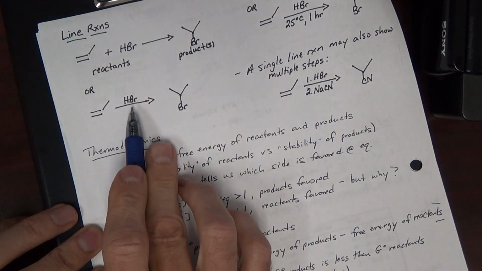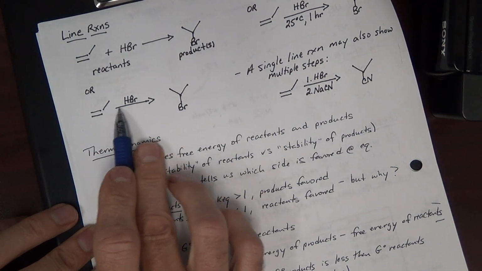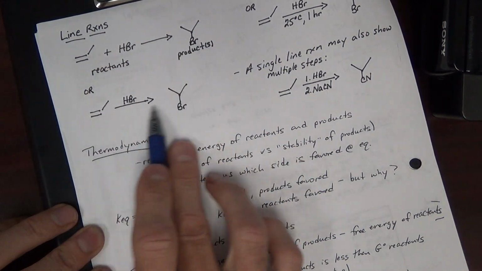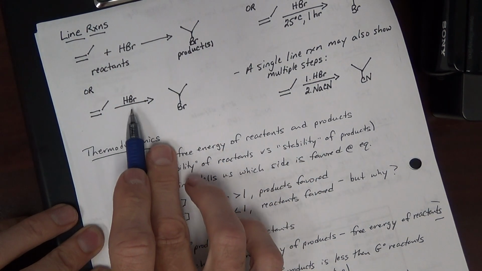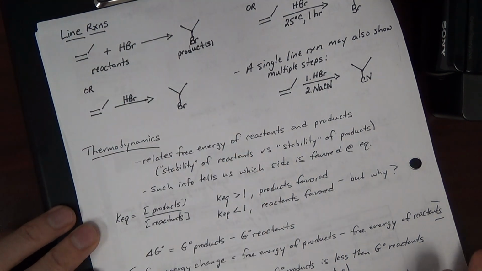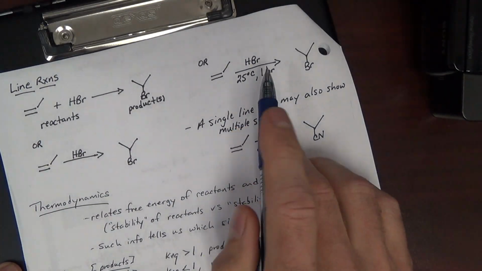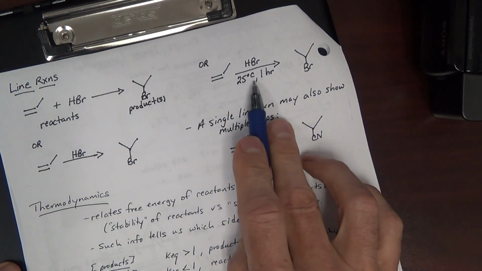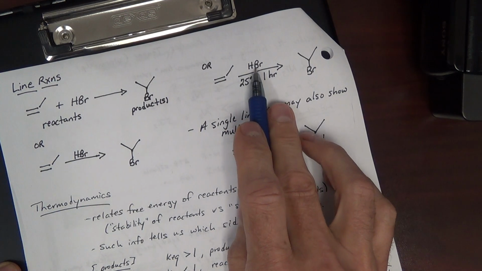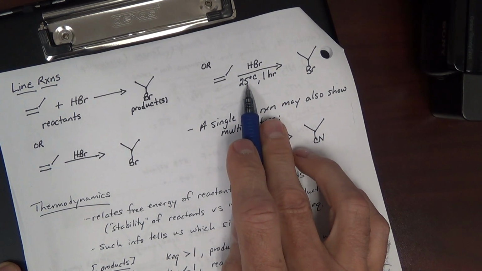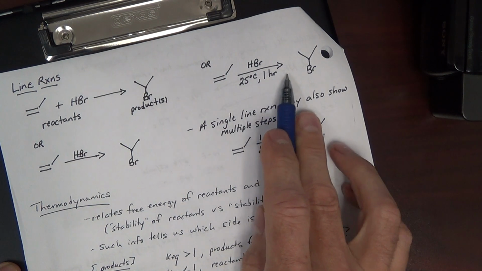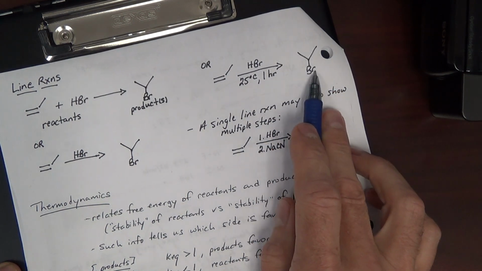Sometimes we can put some of the reagents or reactants on the reaction arrow, and so the same reaction could be shown like this. This is very common instead of showing it with a plus up above. Also, we can show conditions on the reaction arrow or reaction line. The alkene reacting with HBr at 25 degrees Celsius for 1 hour. That would be the reaction time to yield this alkyl bromide.